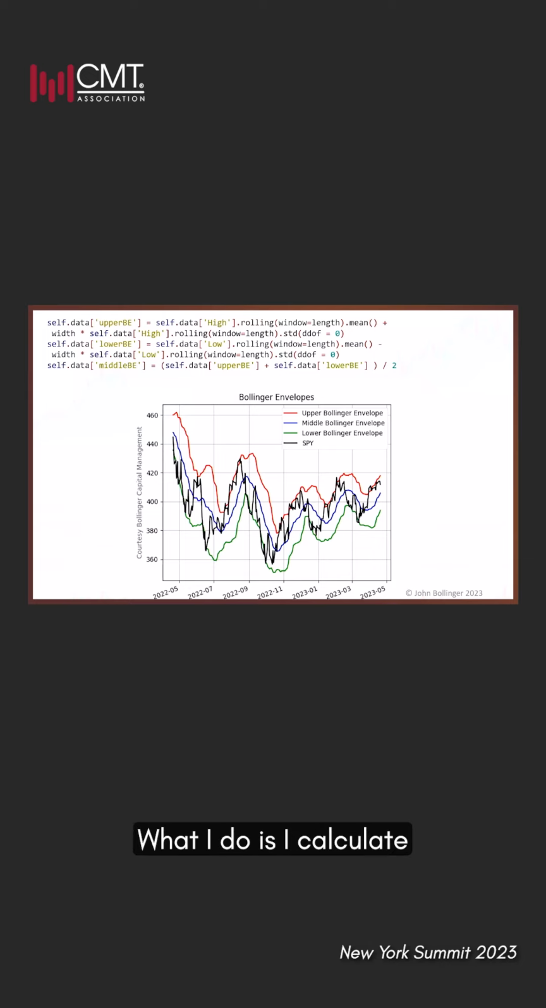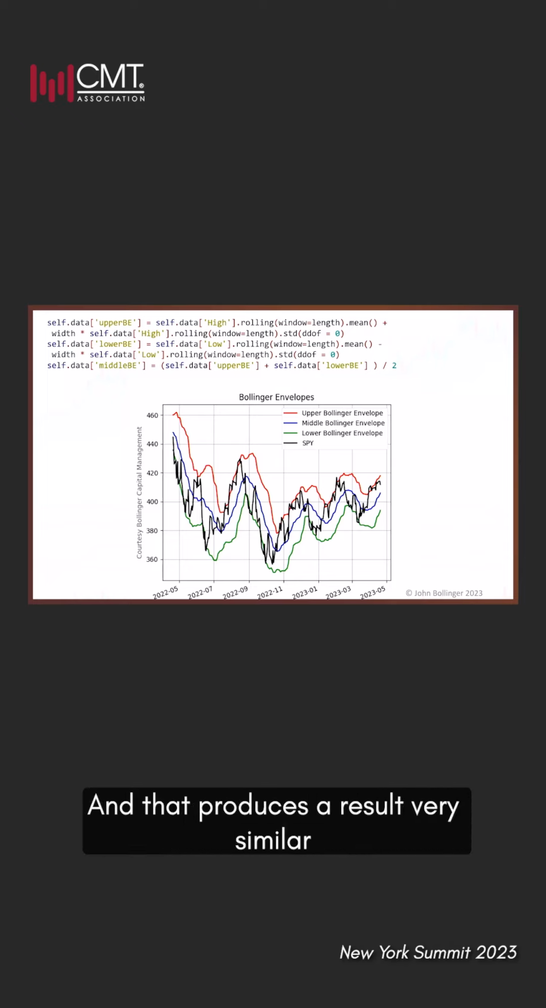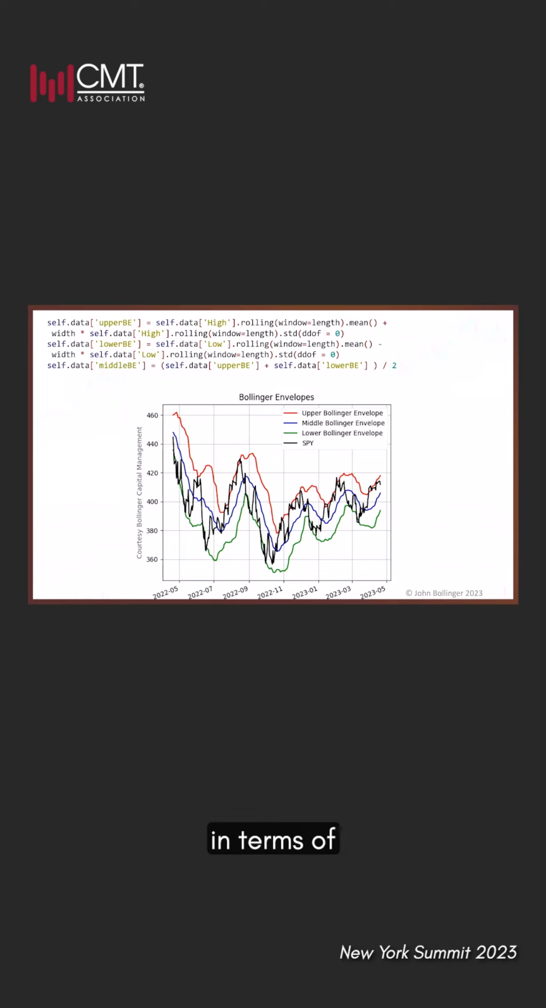What I do is I calculate 20-day volatility of the highs and the average of the highs, and I use that to project a band above the highs, and I calculate the 20-day volatility of the lows and the average of the lows, and I use that to project a band below. The default distance is 1.5, and that produces a result very similar in terms of the amount of data contained to standard Bollinger Bands. You can see in that code how it's done, and again, I'll give you the example so you can take it apart.